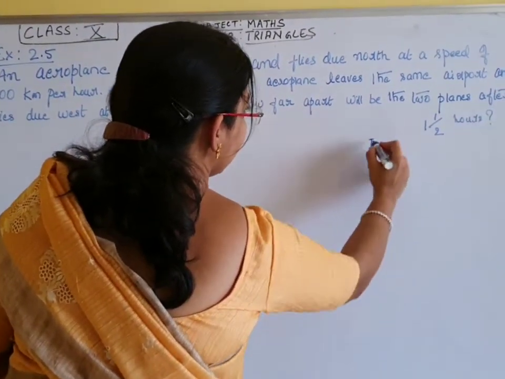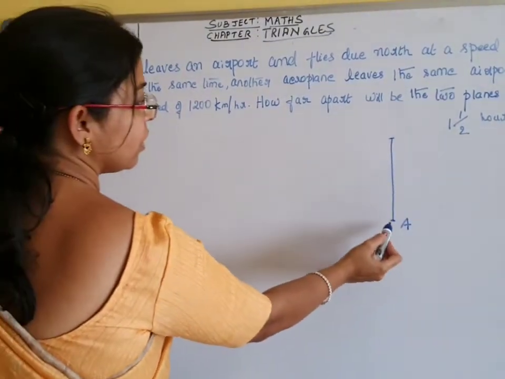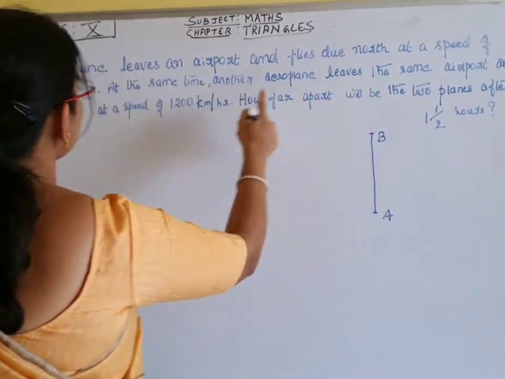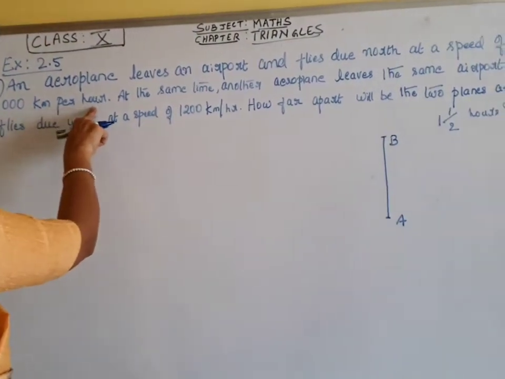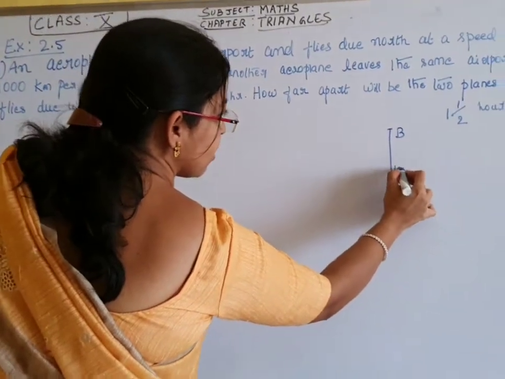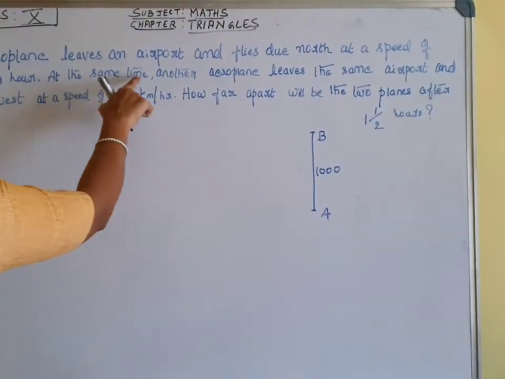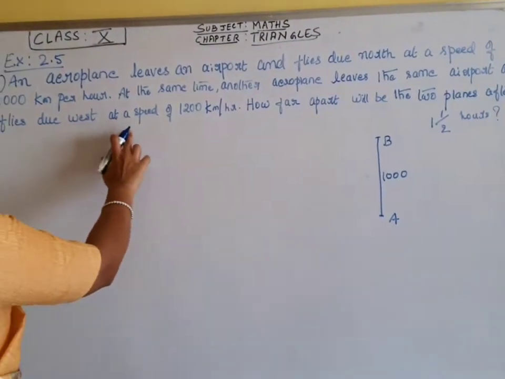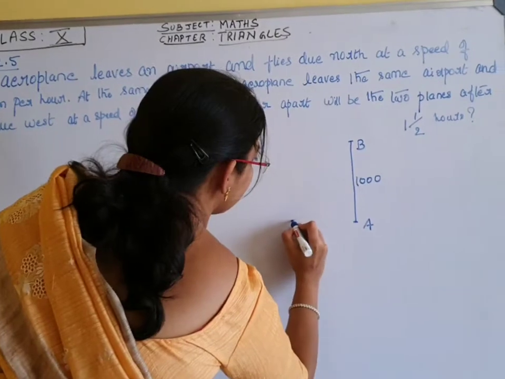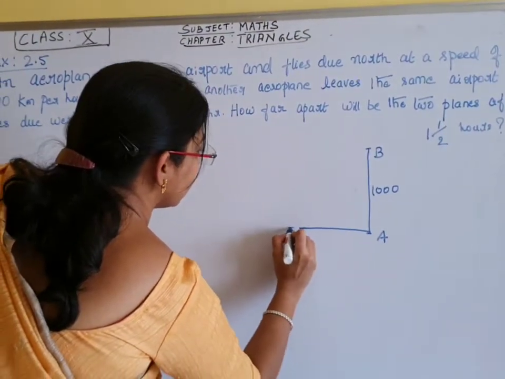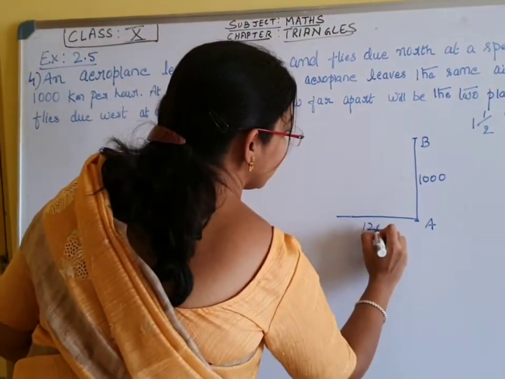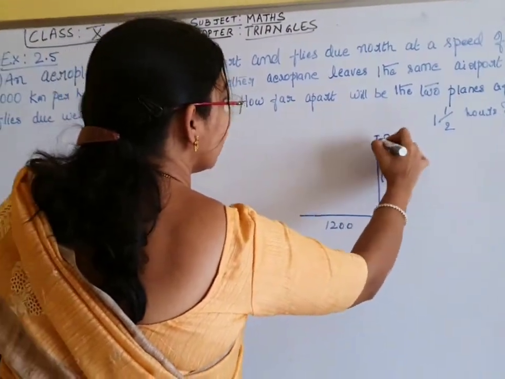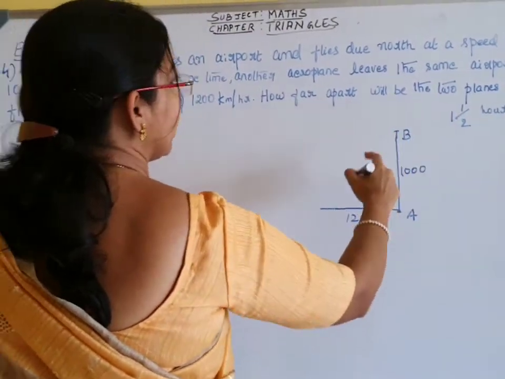Let an aeroplane leave an airport at point A and fly due north at a speed of 1000 km per hour. So it is moving 1000 kilometers per hour. At the same time, another aeroplane leaves the same point and flies due west at a speed of 1200 km per hour. How far apart will the two planes be after 1.5 hours?